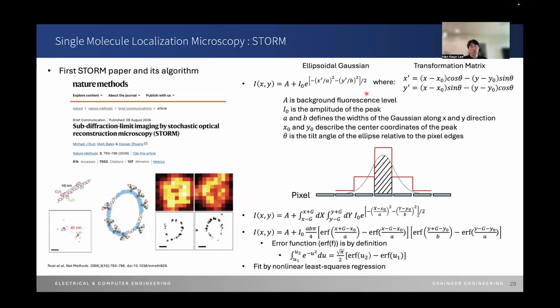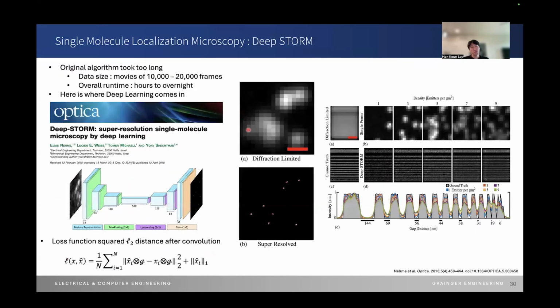So this whole formulation comes down to here, where I'm not going to get into the detail, but after formulating this, they were able to fit their discrete form of the Gaussian using nonlinear least squares regression, and therefore find the centroid of this point spread function and give you the super resolution image. However, the problem with this approach is that it is computationally heavy, because most of the time single molecule localization microscopy requires thousands of frames to be analyzed, and it takes hours or even overnight to give you a final image. So this is where deep learning comes in.